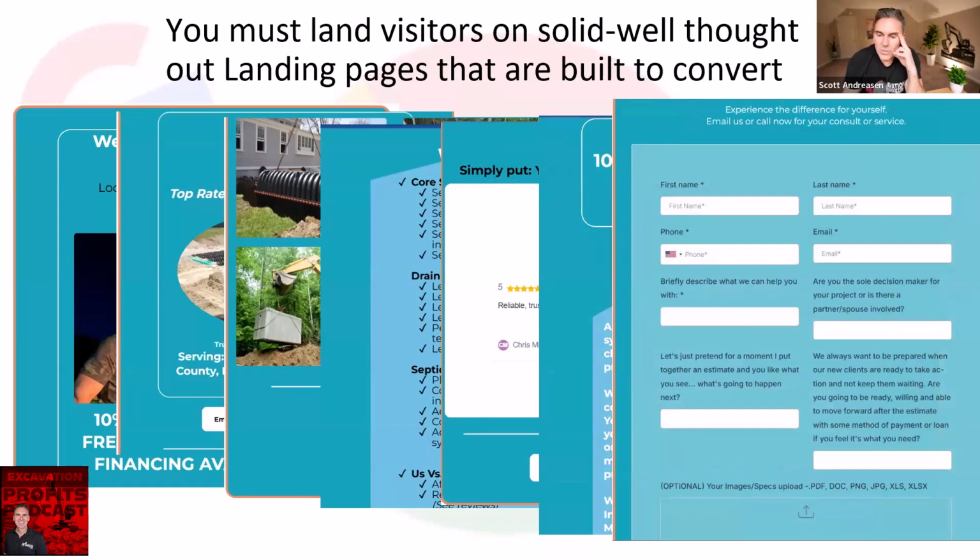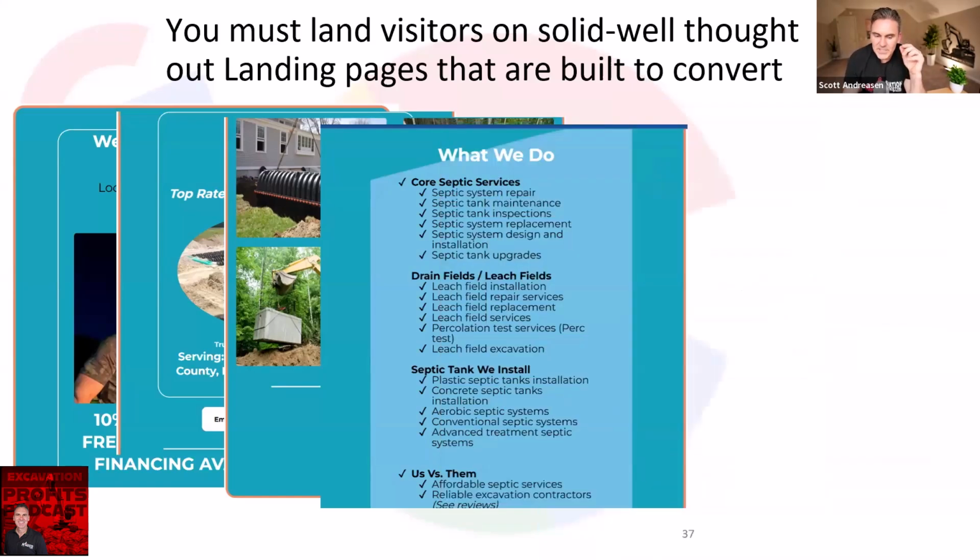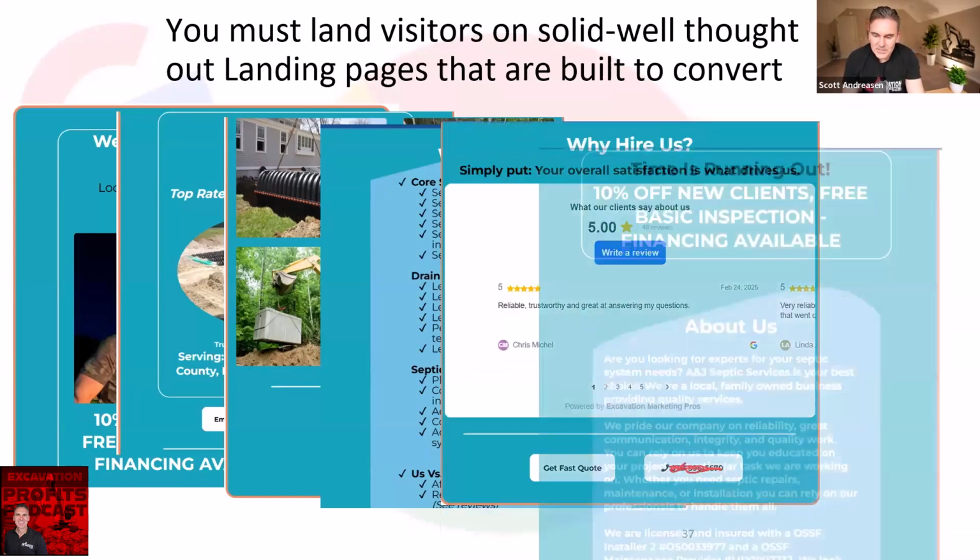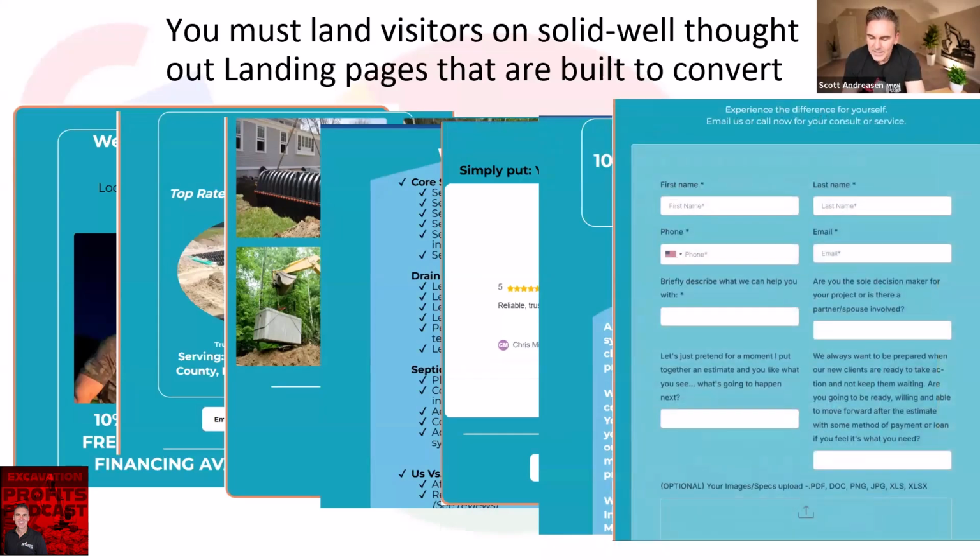I know that a common complaint is dealing with tire kickers, right? And so how do you weed those out? You just need to put a little friction to weed them out, to make sure that you're not wasting your time. So anytime they click one of these buttons, email us, get fast quote, it takes them to this page right here. This section of the page, I should say.